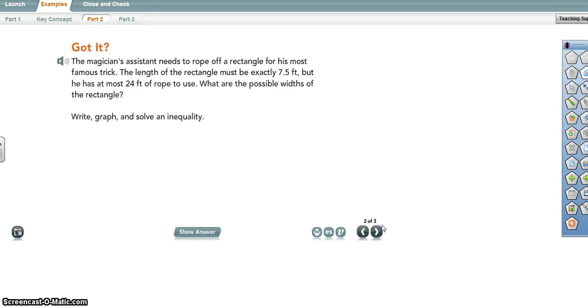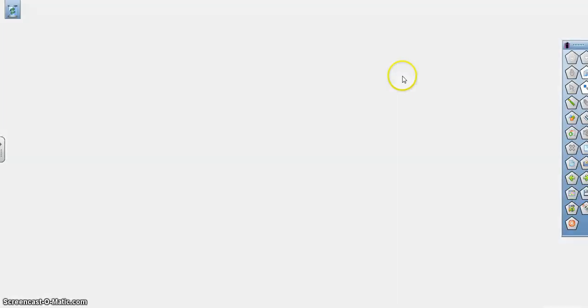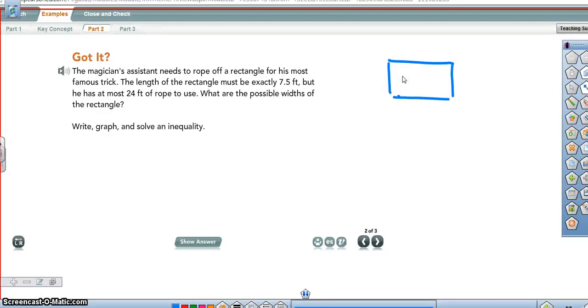The magician's assistant needs to rope off a rectangle for his most famous trick. The length of the rectangle must be exactly 7.5 feet, but he has at most 24 feet of rope to use. What are the possible widths of the rectangle? So the width of the rectangle is unknown. I always suggest drawing a picture if you're talking about a shape. So we're going to rope off a rectangle. So like this blue line around here is our rope. The length of the rectangle has to be 7.5. The width of the rectangle is unknown.